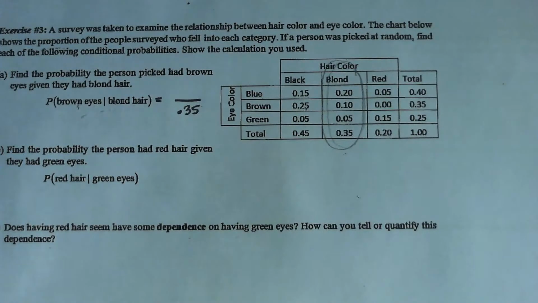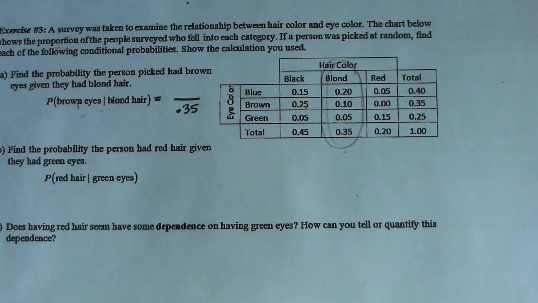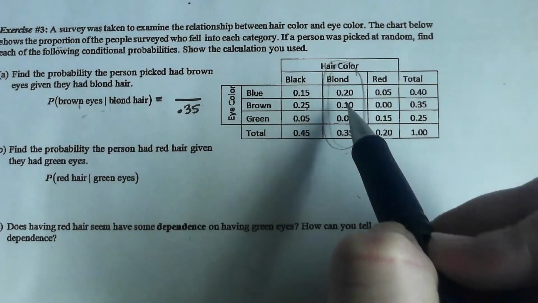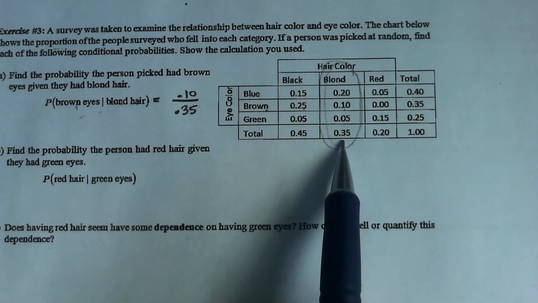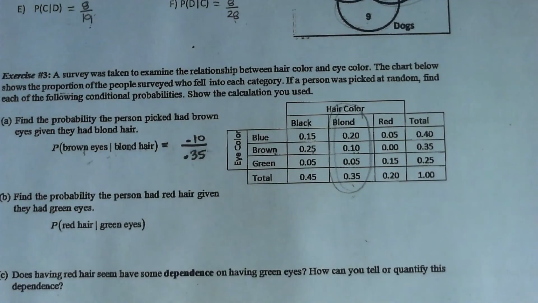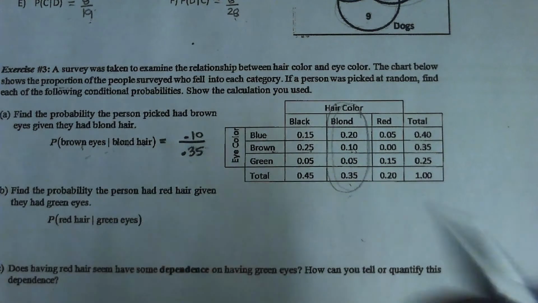I'm not looking anywhere else on the chart. Of those blondes, how many have brown eyes? 0.10. Yes? In other words, just blonde is 0.35, and then both is 0.10. That's why I like this way of phrasing it, because the numerator is always the both. And then whatever that is, 10 out of 35, that's your probability. 10 out of 35, that's the same as 0.10 out of 0.35.